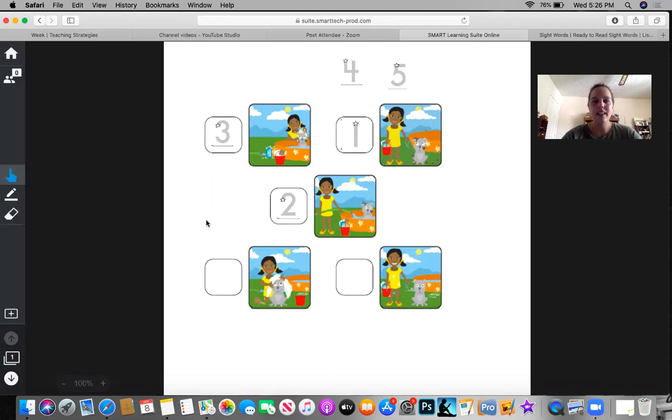Do you see? Is it drying the dog or all clean? You probably guessed it. Fourth. Look at the number four. We say that is fourth. All right, it is drying the dog. So let's go through it together. First, second, third, fourth. And number five goes right here.